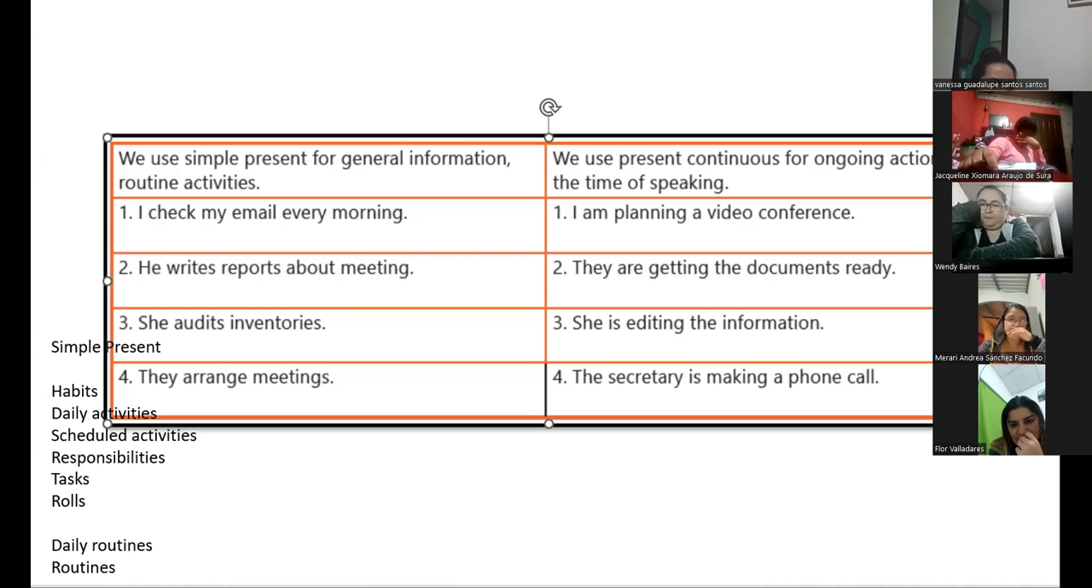Entonces, vamos a diferenciar el presente continuo por algunas palabras que van por ahí, ¿sí? Serían today, por ejemplo, para el presente simple. A ver quién recuerda las expresiones de tiempo para el presente simple. On Mondays, ajá. ¿Alguien recuerda otra? In the evening, uh-huh. ¿Alguna otra? At night. At night. Uh-huh.